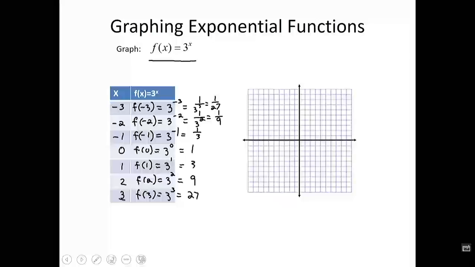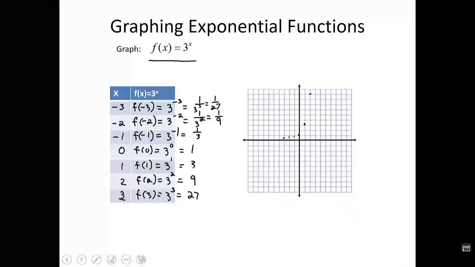All right, so we're going to plot these ordered pairs in the rectangular coordinate system to obtain the graph of f of x is equal to 3 to the x. So let's plot them. F of negative 3 is 1 over 27. F of negative 2 is 1/9. F of minus 1 is 1/3. F of 0 is 1. F of 1 is 3. F of 2 is 9. And f of 3 is 27.